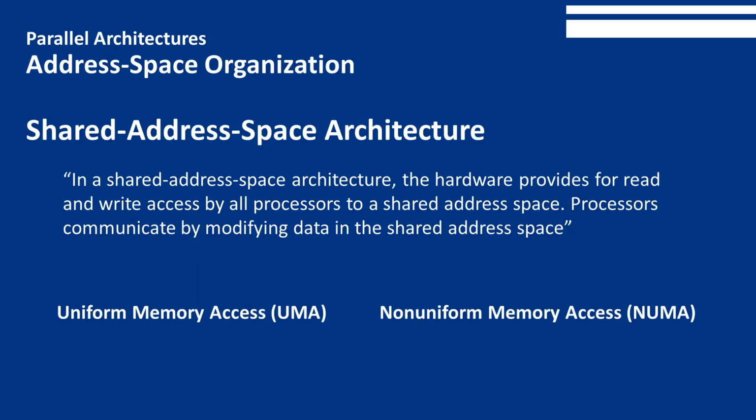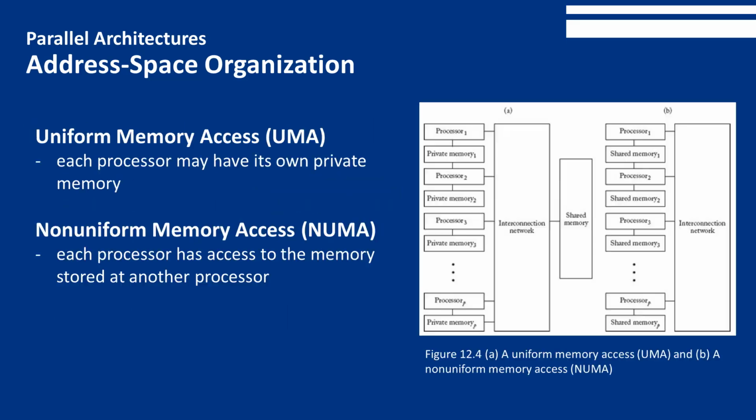Next is the address space organization. Processors can communicate with each other either by modifying data in a common address space or through passing messages. The address space is organized differently according to the communication method used. In a shared address space architecture, the hardware provides for read and write access by all processors to a shared address space. Processors can communicate by modifying data in the shared address space.